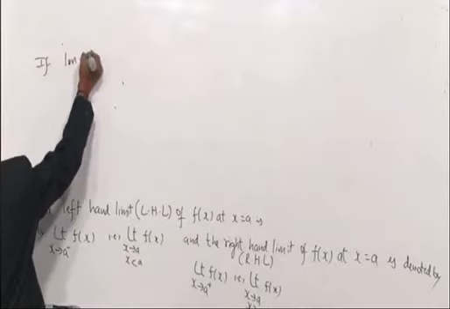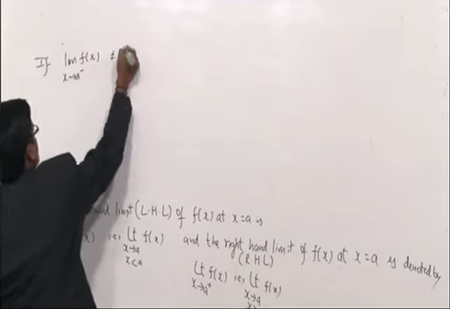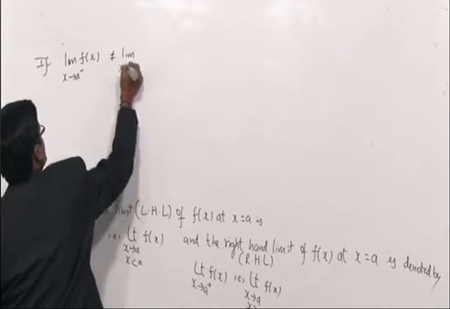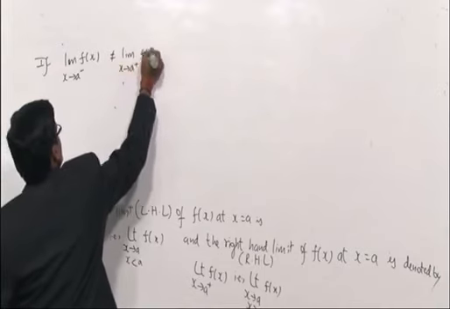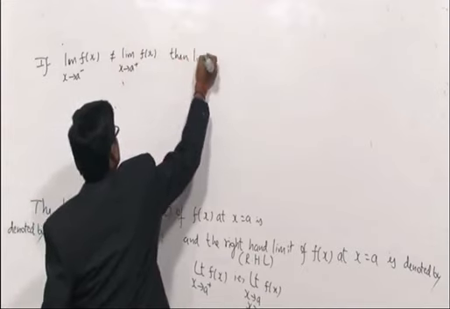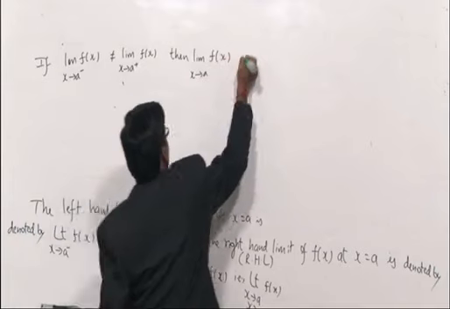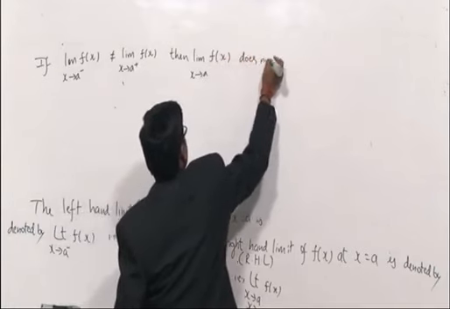If the limit of f(x) as x tends to a minus is not equal to the limit as x tends to a plus, that is, the left limit is not equal to the right limit, then the limit of f(x) as x tends to a does not exist.